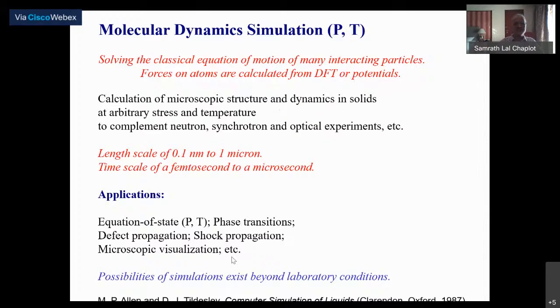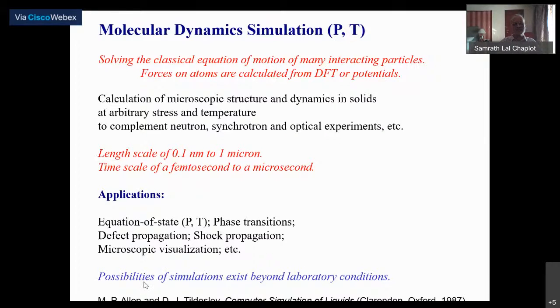One can study the time-dependent properties, like how the defects propagate in a solid, or how, for example, a shock wave propagates inside a solid, causing changes in the structures and also a very strong change in the pressure and temperature as the shock moves on. This can be studied. And moreover, we get a direct real space visualization of the structure and dynamics.